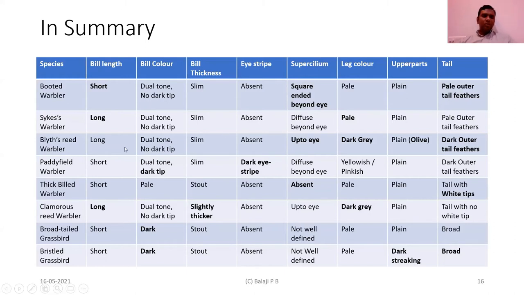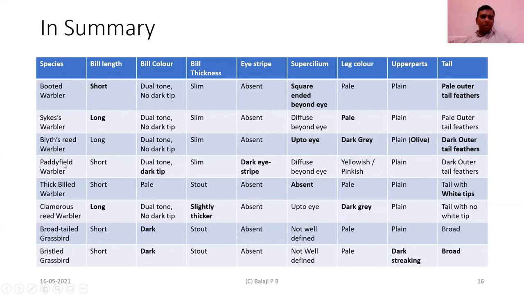So the Blyth's reed warbler, in comparison with the booted and the Sykes's warbler, the main thing is the leg color is dark gray, and it has dark outer tail feathers, and of course the upper parts are olive colored. So these three things we need to keep in mind. And the supercilium is restricted only up to the eye, whereas in the booted and the Sykes's, it extends beyond the eye.